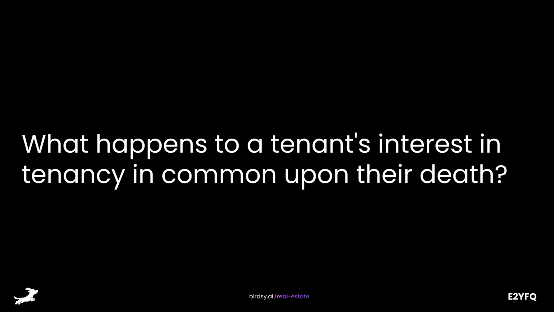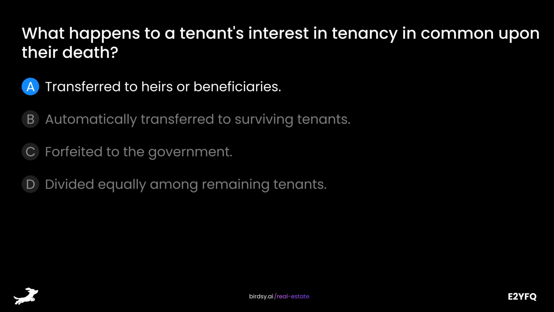What happens to a tenant's interest in tenancy in common upon their death? Is it A, transferred to heirs or beneficiaries, B, automatically transferred to surviving tenants, C, forfeited to the government, or D, divided equally among remaining tenants? The answer is A, transferred to heirs or beneficiaries.